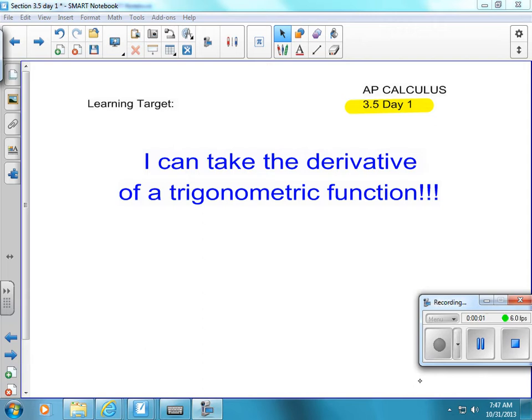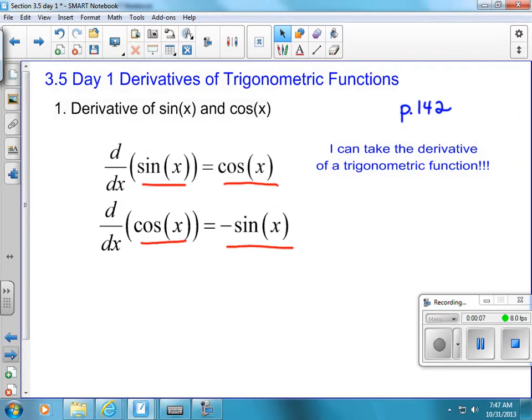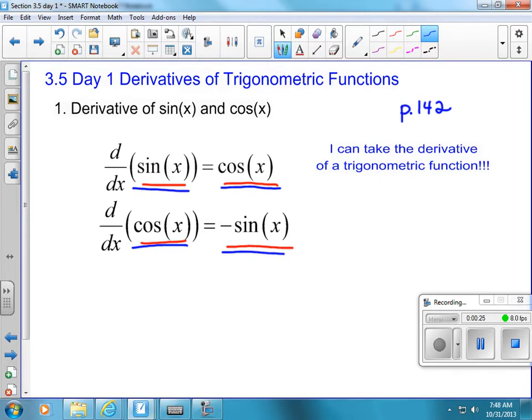Welcome to AP Calculus Lesson 3.5, Day 1, taking the derivative of trig functions. We're going to learn 6 rules, and you have to memorize them in order to pass the AP Calculus exam. The first rule is that the derivative of sine is cosine. The second derivative rule for trig functions is that the derivative of cosine is negative sine.